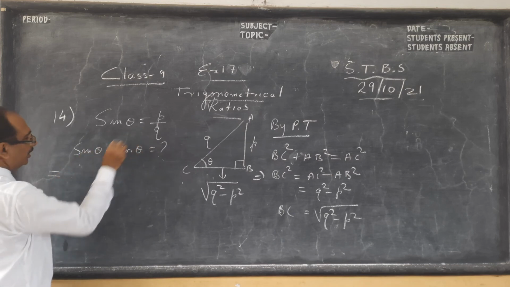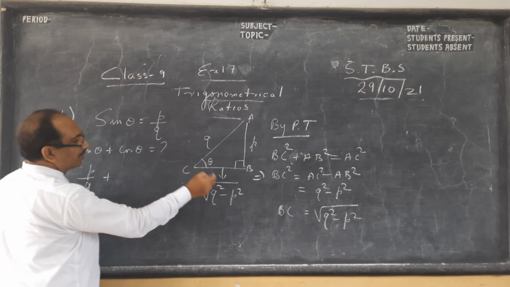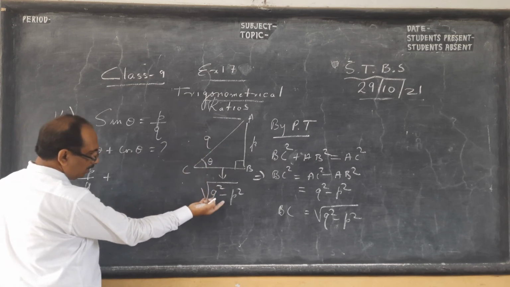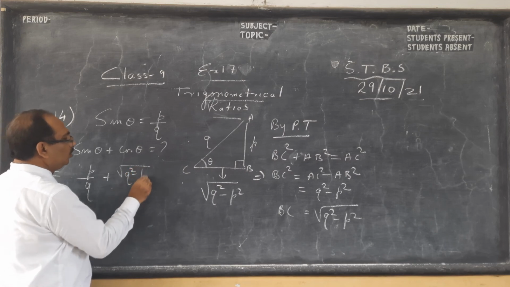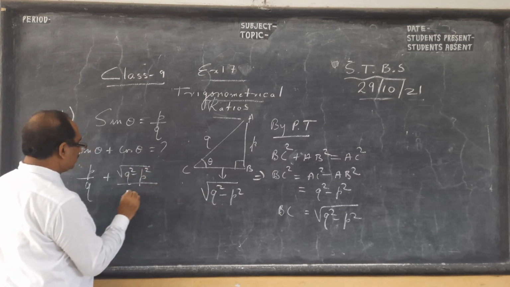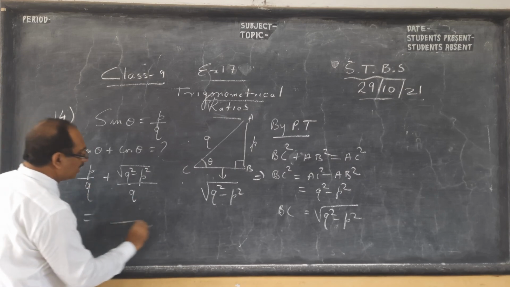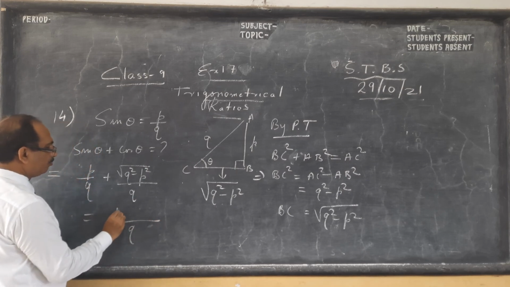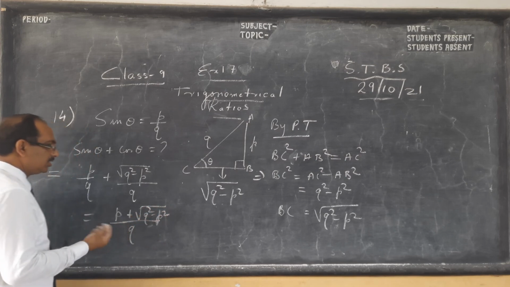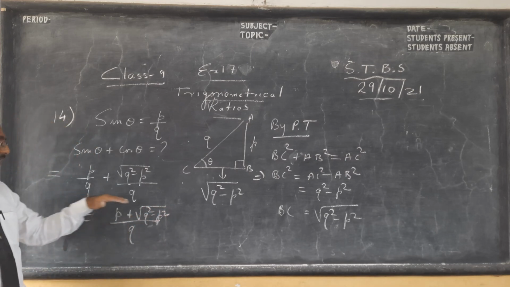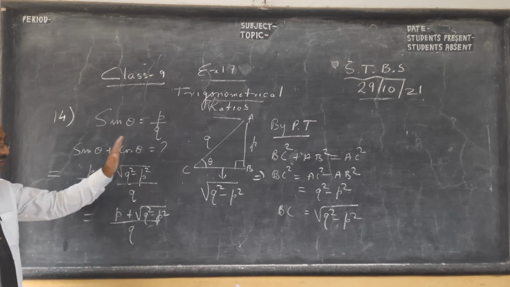Sin theta we already know is P by Q. You can see here. Cos we have found out, this over this, adjacent by hypotenuse. So don't get confused in this generalized one. Some children have some problem with such questions. So take Q LCM. So we get P plus root of Q square minus P square over Q. So this is the answer, children. Once more, same we have base. So numerators are added. So this is a generalized case.